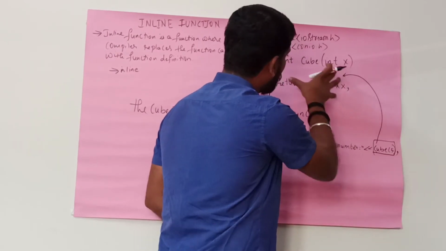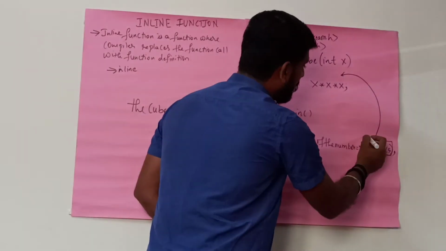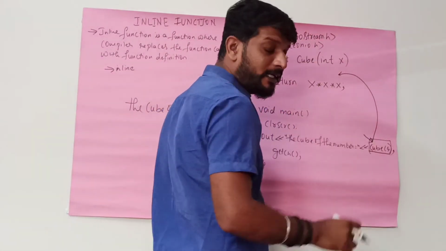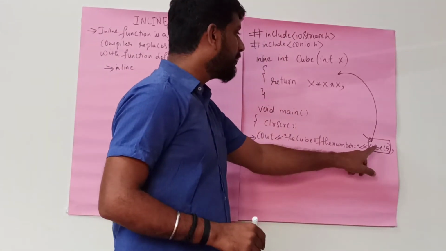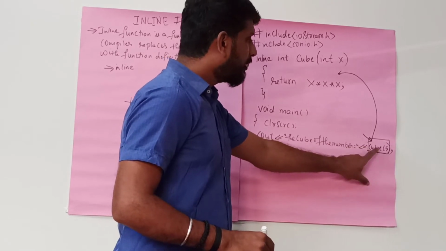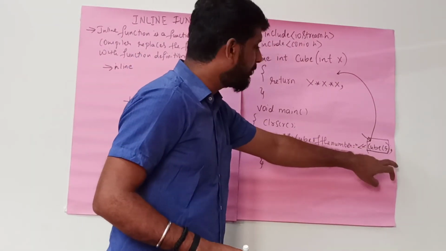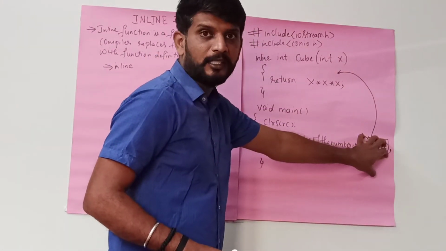So whatever function you have over here, that will be replaced over here. So this single line of code will be replaced with the function definition. According to the definition, an inline function is nothing but a function where the function call is replaced with the function definition. So this function call will be replaced with the function definition.